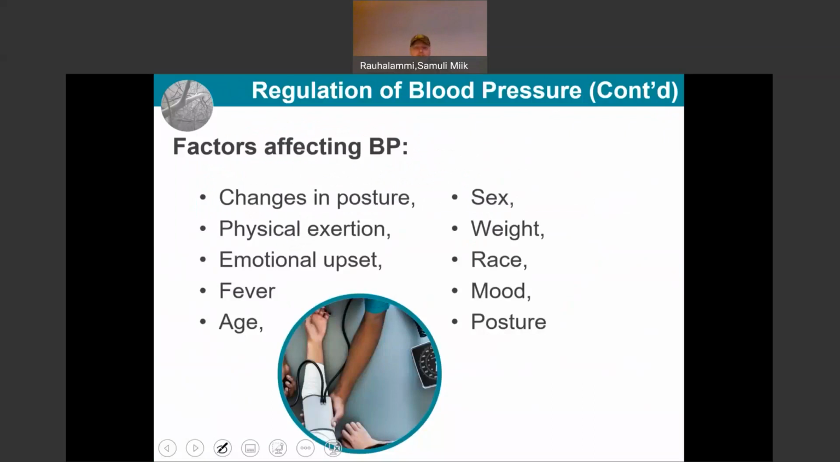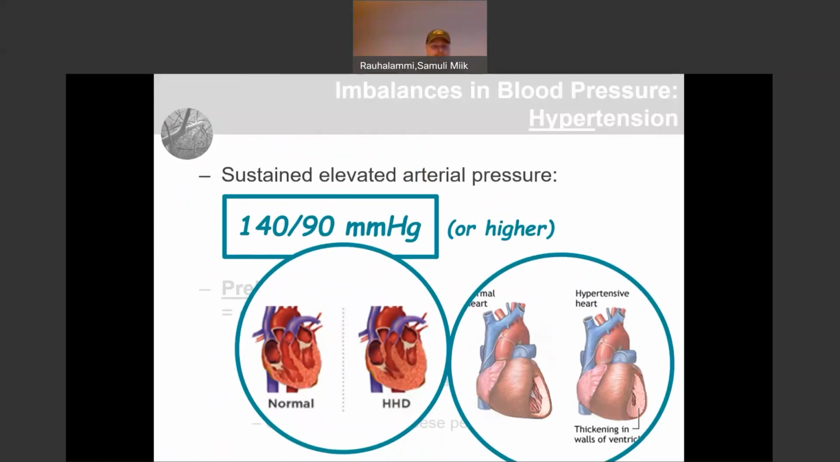I want to quickly finish off this review session by discussing a couple of things that affect blood pressure. There are many factors that play a role, and we're going to focus on two situations. What happens when you have too high blood pressure, and what happens when you have too low blood pressure? So let's talk about hypertension first. That is when we have high blood pressure, typically 140/90 or higher, and that's a consistently elevated blood pressure. It's not just peaking in response to something.